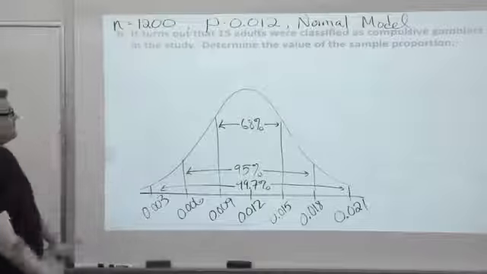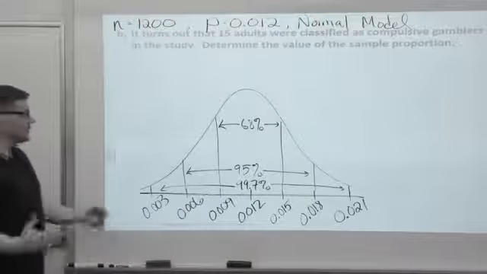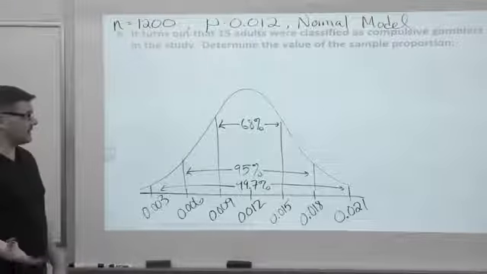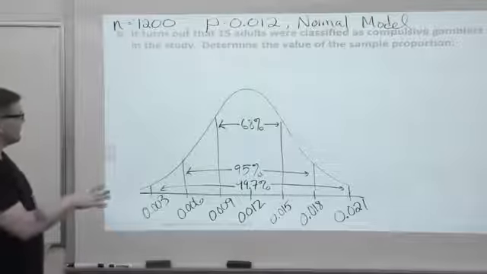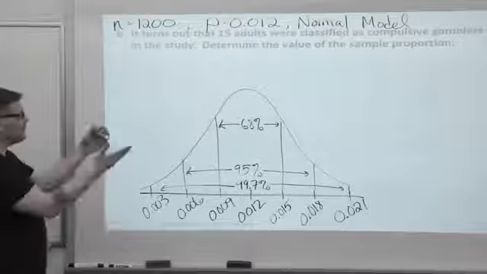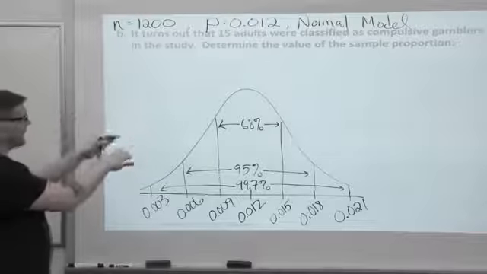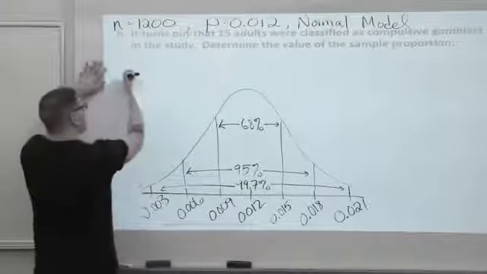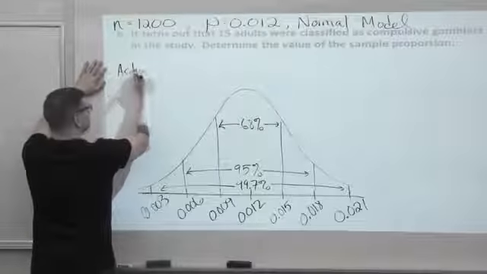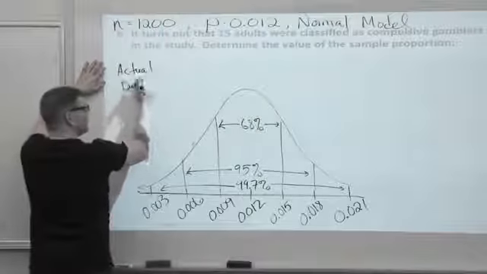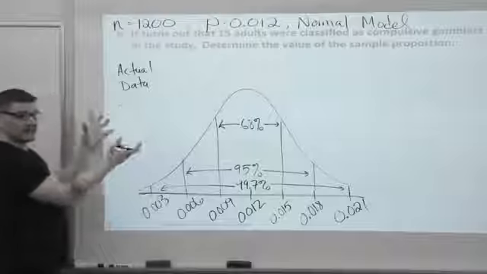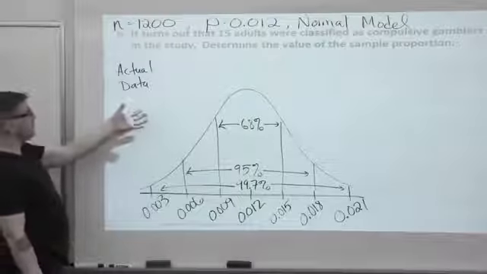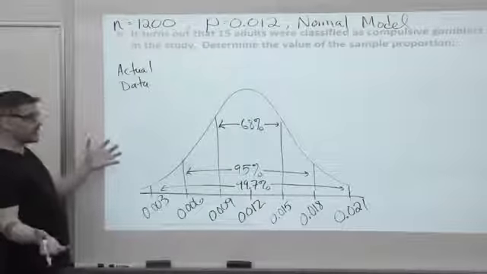Turns out only 15, I don't know about only, but turns out 15 adults were classified as compulsive gamblers in the study. This would actually happen. Determine the value of the sample proportion. So for part B, this is the actual data. This is the one sample that we've collected. The researchers gave 1,200 gambling assessment tests.